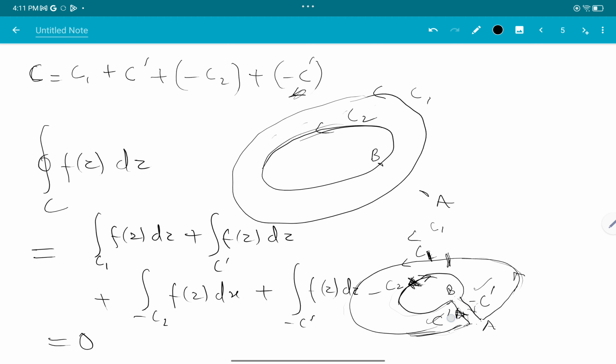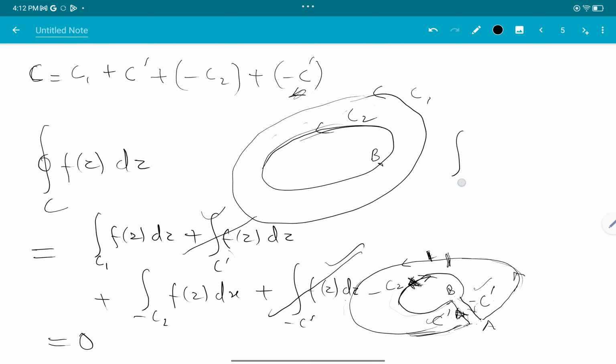This integral and this integral, since they are traversed in opposite directions, hence the integral over C dash and the integral over minus C dash, these two cancel out, they are gone. Then you are left with the integral of f(z) dz over C1.